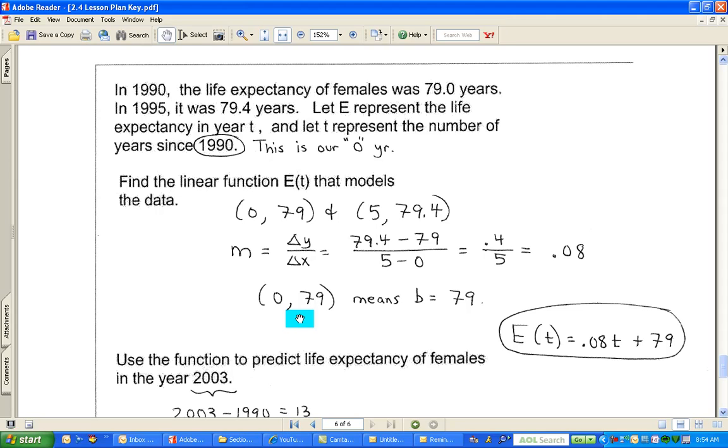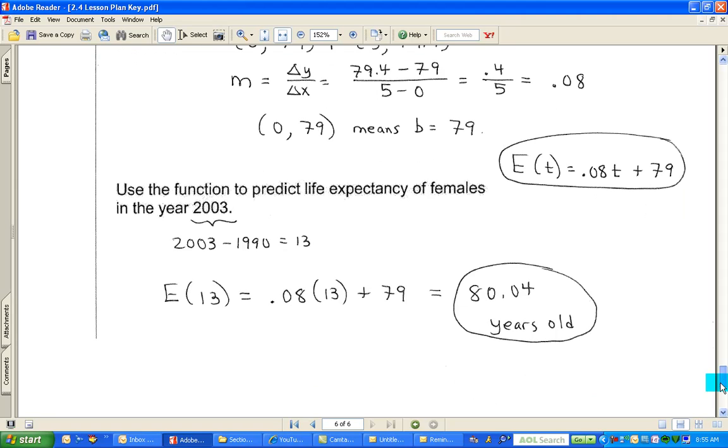The ordered pair 0, 79, remember an important fact. Whenever the x value is 0, the y value is b. So we know that b is 79. Therefore, our model is E of t equals 0.08t, 0.08 is the slope, plus b, which is 79. So what we've just done, in not a really complicated way, is we've created a function, a linear function, which represents a model. Use this function to predict the life expectancy of a female in the year 2003.